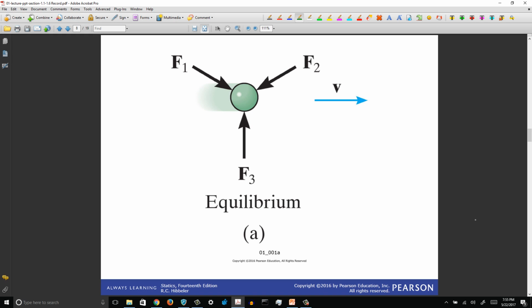The first law: a particle originally at rest or moving in a straight line with constant velocity tends to remain in this state provided the particle is not subjected to any unbalanced forces. So as long as the sum of these forces is zero, there will be no change in the velocity of this object.